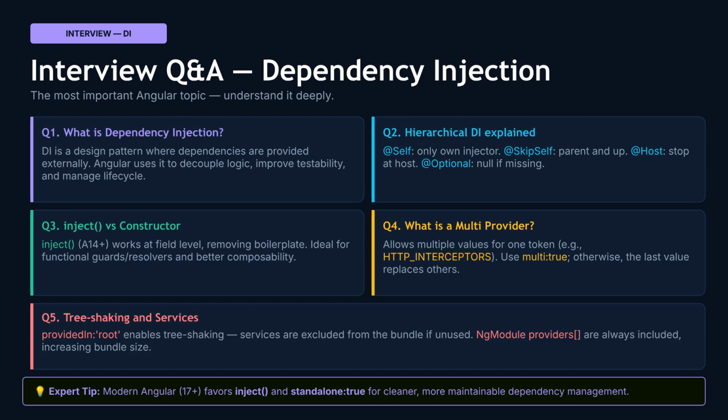When discussing DI in interviews, define it as external dependency provision for decoupling and testability. Be able to explain hierarchical lookup and the function of the specific DI decorators, like @Self and @Host. Highlight that inject is the modern preferred approach.